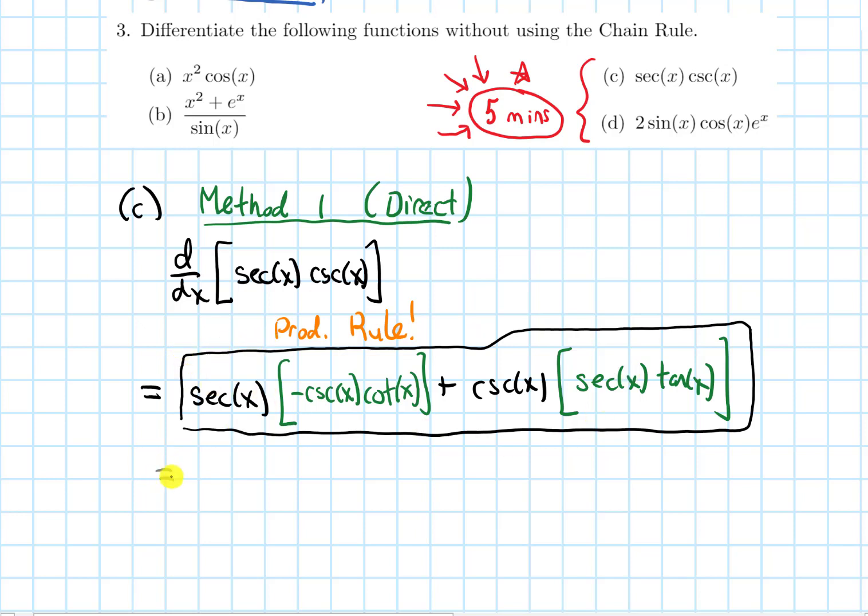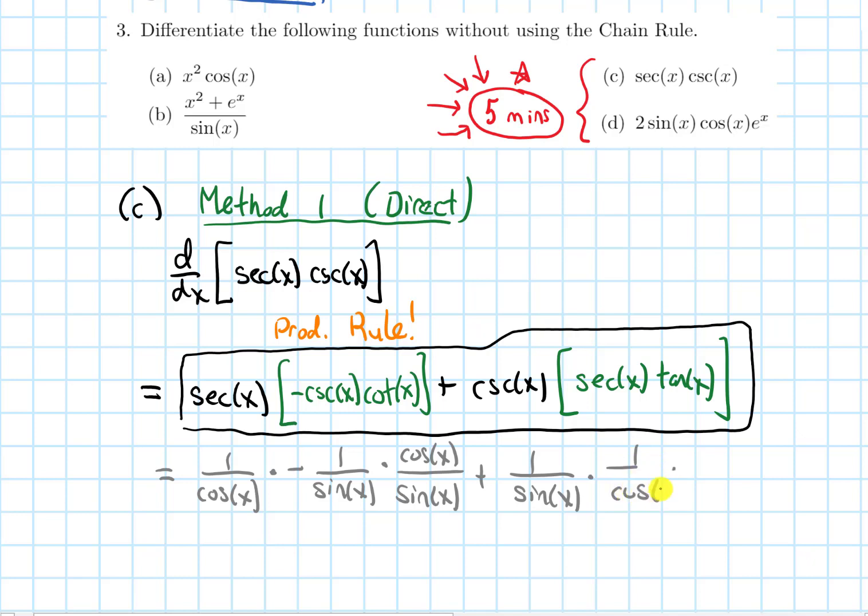So let's practice. Let's rewrite all the terms in terms of sine and cosine. Secant is 1 over cosine. Then I get times negative 1 over sine, and then cotangent is cosine x over sine x. And we have that plus the cosecant, 1 over sine x. Secant is 1 over cosine x, and then tangent is sine x over cosine x.